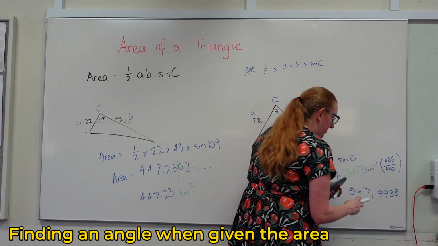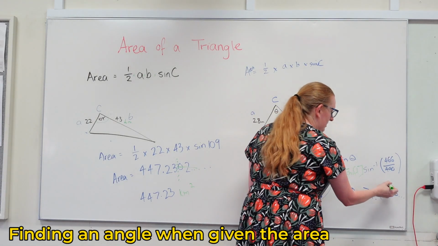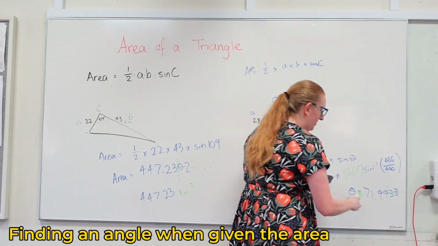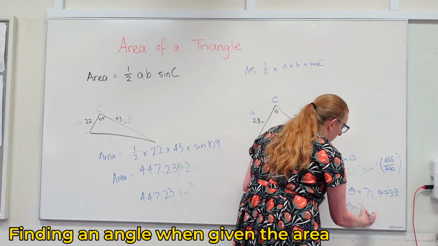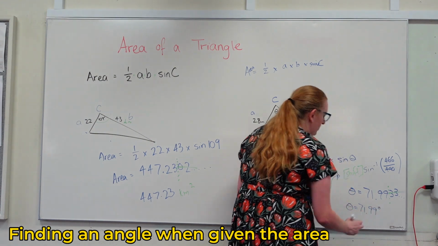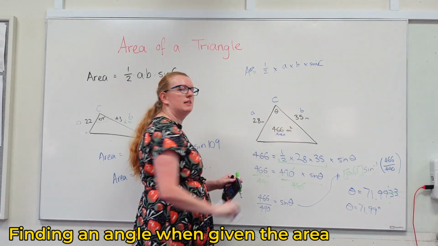71.9933 and so on, rounding to 2 decimal places. The extra digits get dropped off because 3 rounds down. So theta is equal to 71.99 degrees. So that's how big that angle is up here.